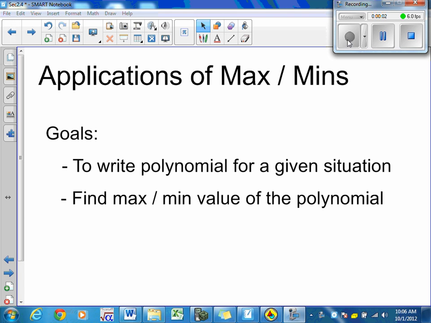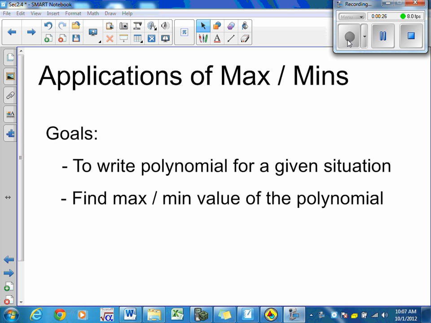Today we want to look at max and min problems. There's really two parts to this, two goals that we're going to try to do here. First is to write a polynomial for a given situation. So we're going to get some problem that we have to come up with the function, come up with the polynomial. And then once we come up with that polynomial, we want to try to find the max and min value for it. What's the maximum or minimum depending on the situation.